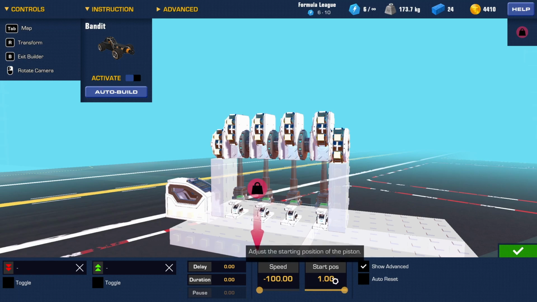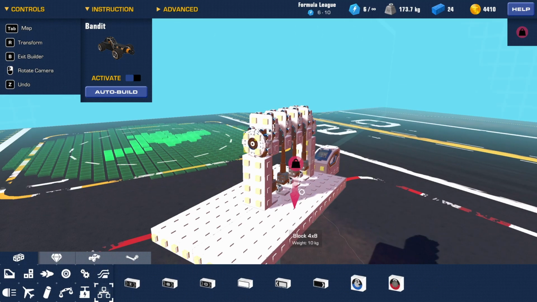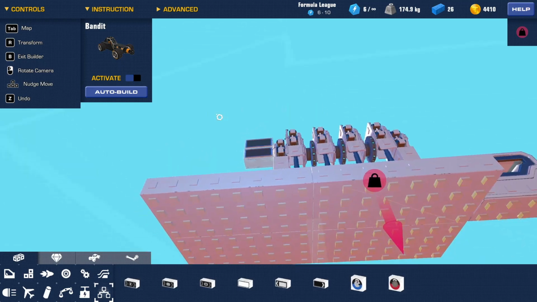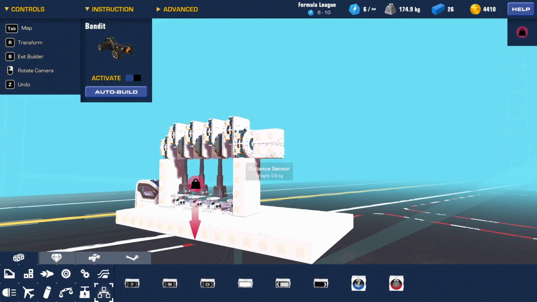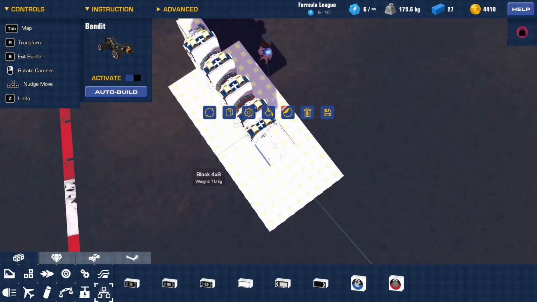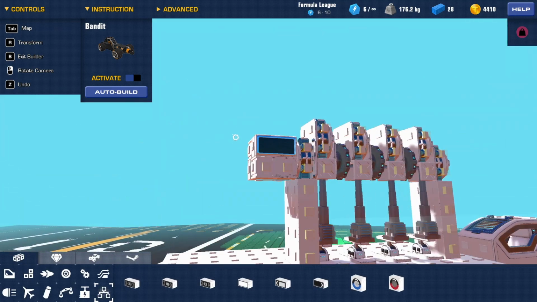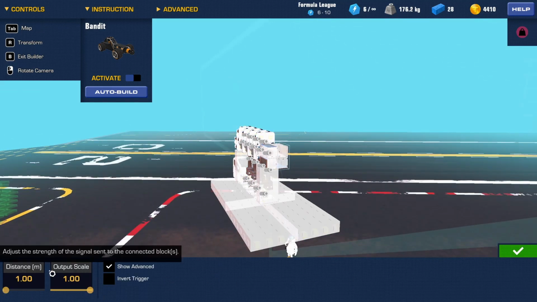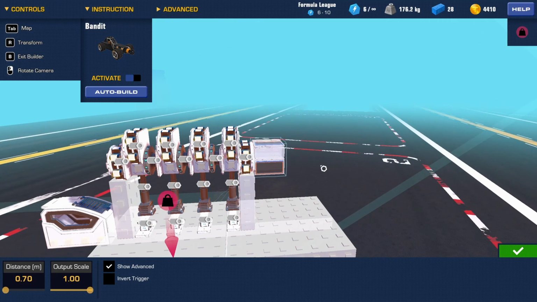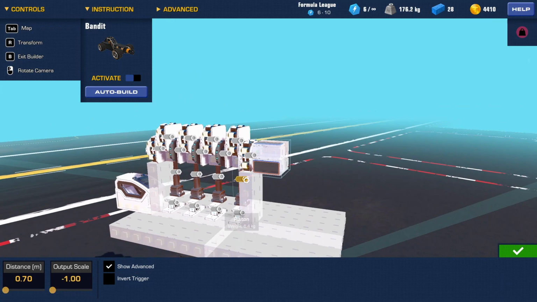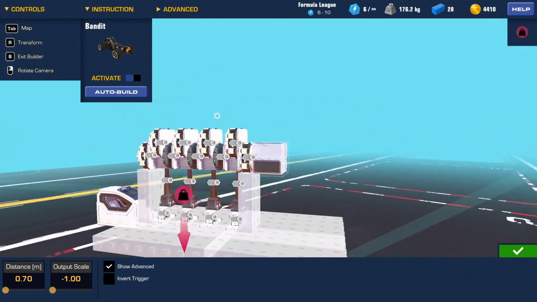And this is a very important step. You're going to want to set the starting position to 0.33 and turn on auto reset. All right, that is very important. So, then once you've done that, you're going to put distance sensors like this on the side of it, and you're going to want to set the range of all these distance sensors to 0.7. And because we've set the speed of the pistons to be negative, we have to set the output to be negative so that they extend when we're telling them to.